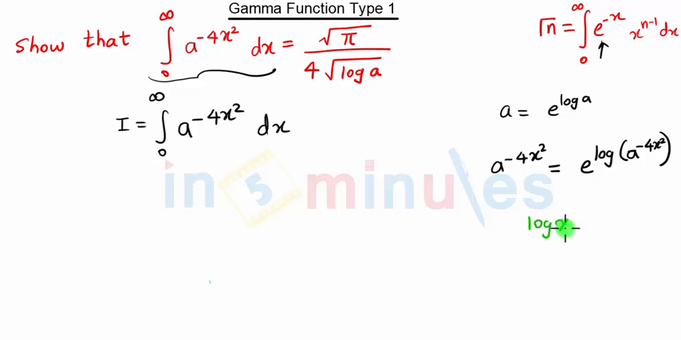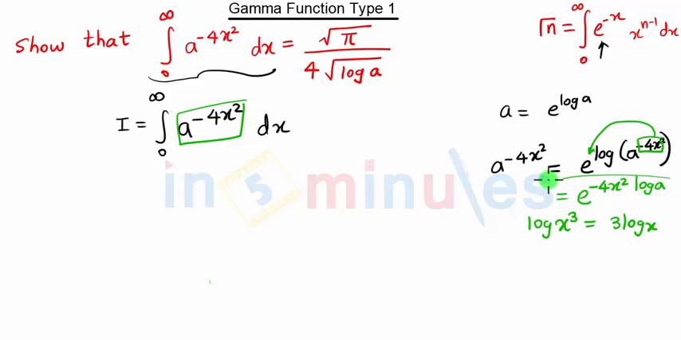We know that log of x cube is nothing but 3 log of x. So we can take this minus 4x square in front of the log, so we get e raised to minus 4x square log of a. So this term can be represented as this term. So we get I equal to the integration from 0 to infinity of e raised to minus 4x square log a into dx.